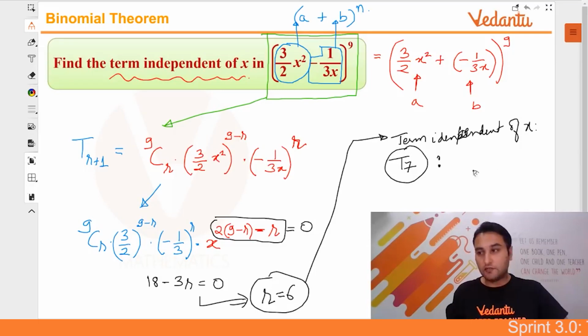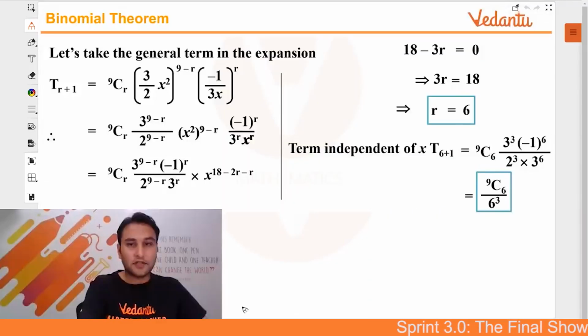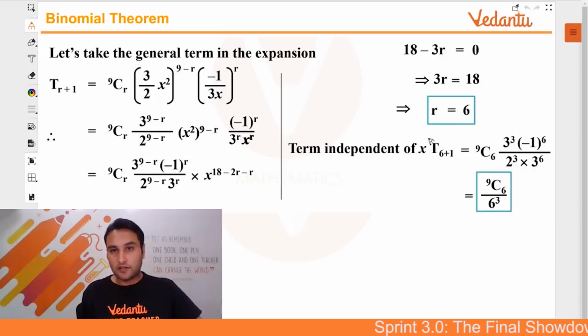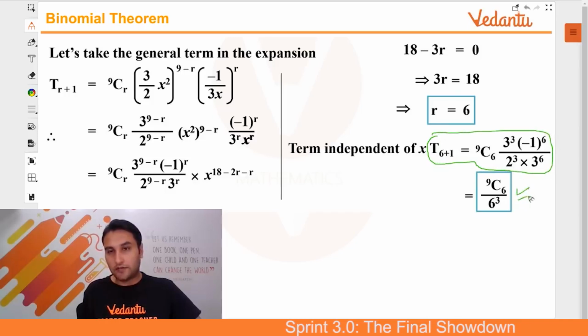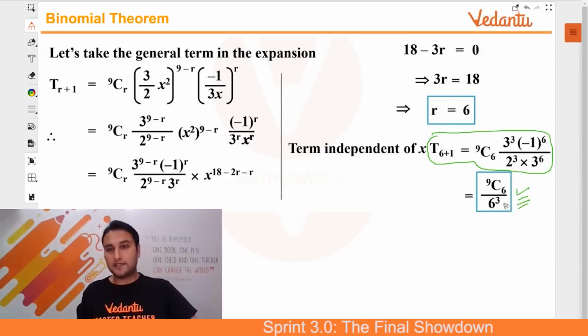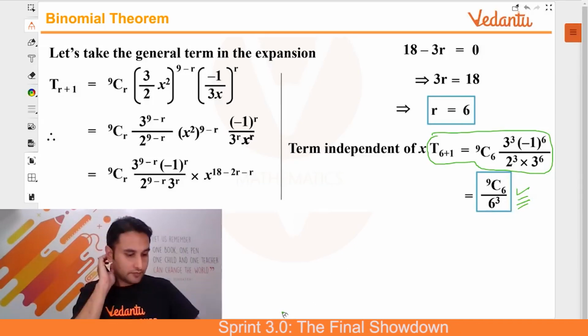And what is that term? You can write down the term. Can you write down the term? Just put the values here. Put the value of r here, you get the term. So that term will be this. Okay. The term independent of x, that is the seventh term. If you find out its value it will be this. I'm not calculating it. I'm leaving it till here: 9C6 upon 6 की power 3. Whatever its value will be.